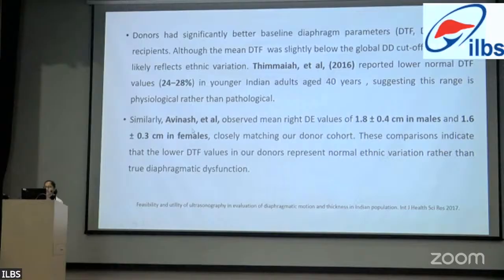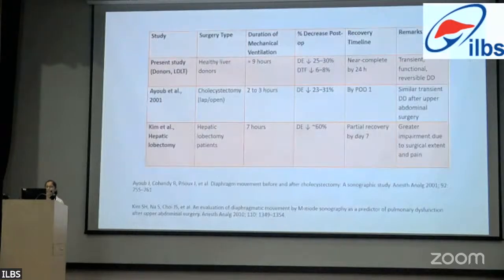Even a similar study by Avinash et al. evaluated diaphragmatic excursion values of 1.8 in males and 1.6 in females, closely matching our donor cohort. This again tells that what we have seen in donors' DTF levels represents a normal ethnic variation rather than a true diaphragmatic dysfunction.